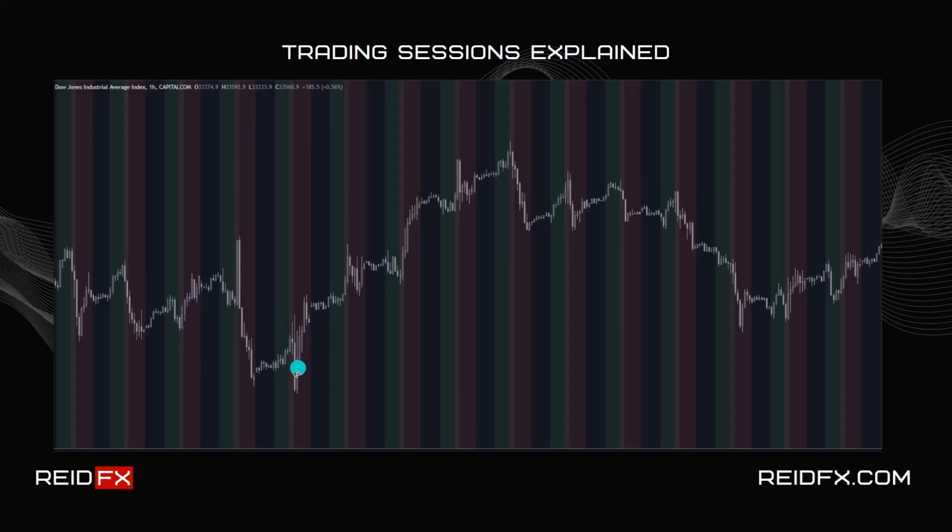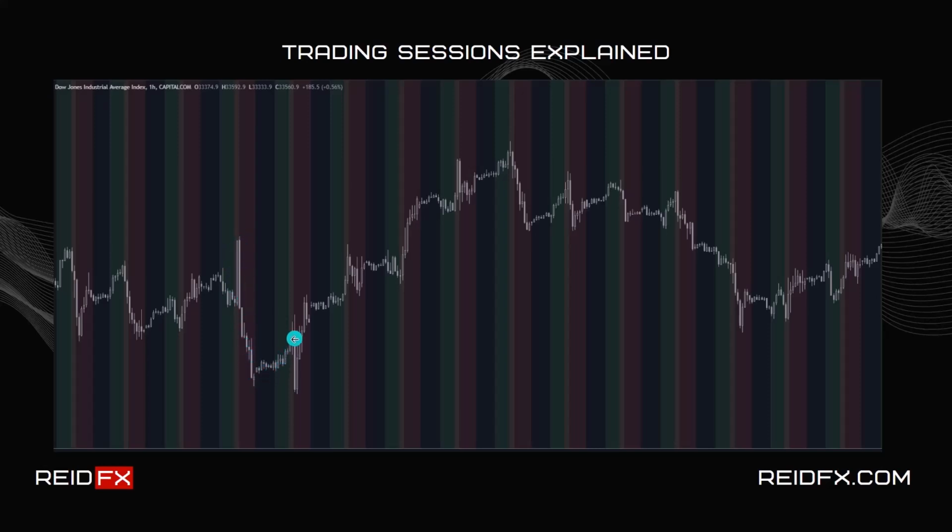This day and this day, these great big two spikes that you can see, these are news events. So let's have a look at these. The London session was going down and then the news event happened and it shot all the way up. Now we move into the US session and the US session pushed it all the way back down. So a very clear reversal on this day.